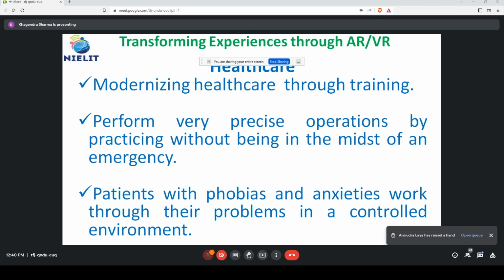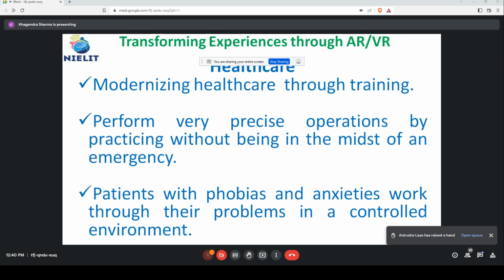So you can perform very precise operations by practicing without being in the midst of an emergency. Or even patients with phobias and anxieties can work through their problems in a controlled environment. Many times we have some sort of phobias, right? Fear of dark spaces, fear of water, fear of heights. These are some sort of ailments.